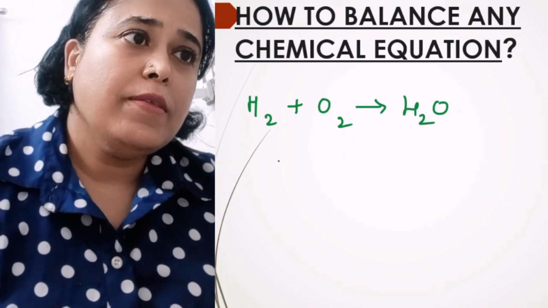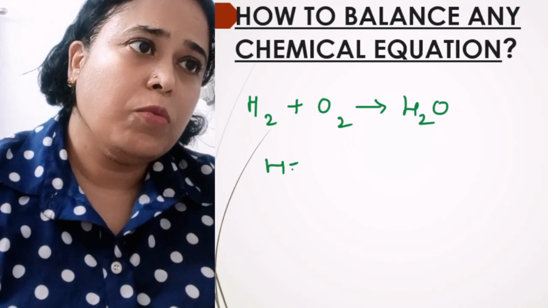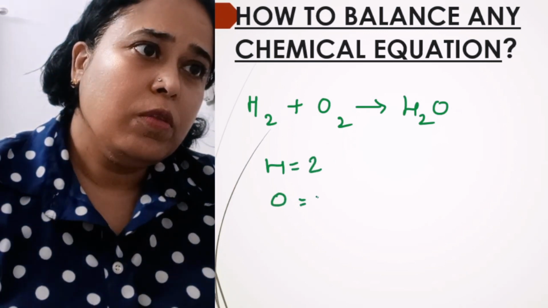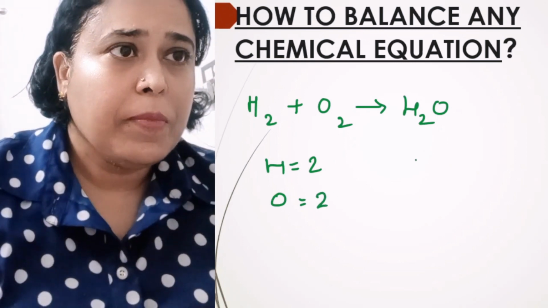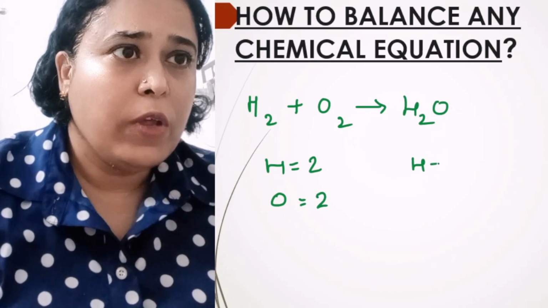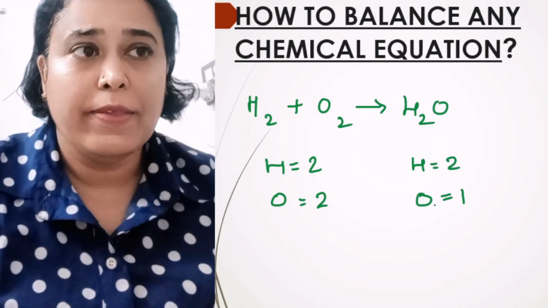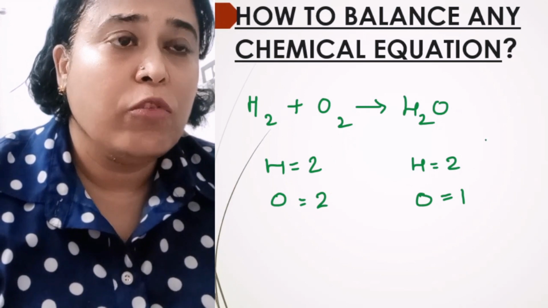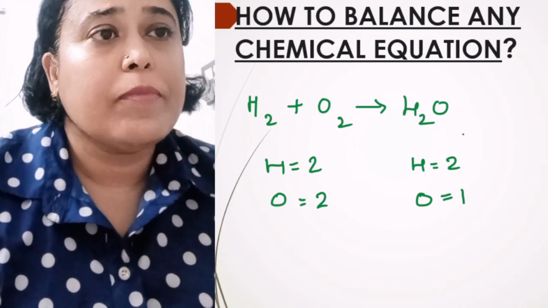On the reactant side, there are two hydrogen atoms, oxygen, two oxygen atoms. Product side, two hydrogen atoms, oxygen, one atom. Oxygen is not balanced. So we need to balance this equation, but we cannot change the formula of the substance, okay?